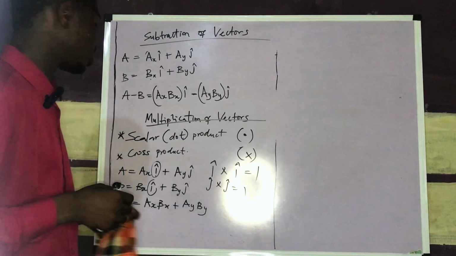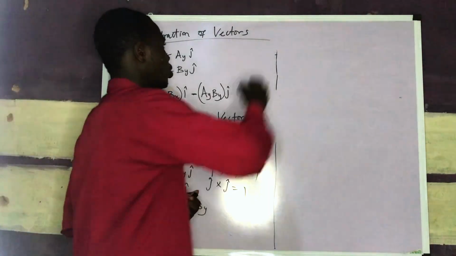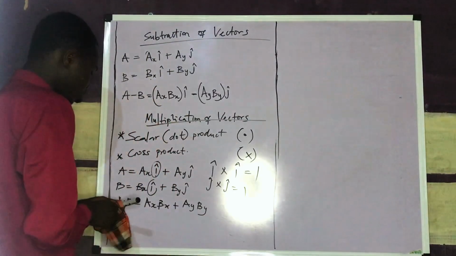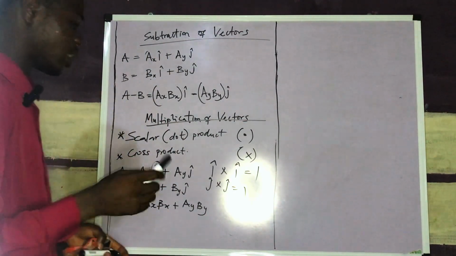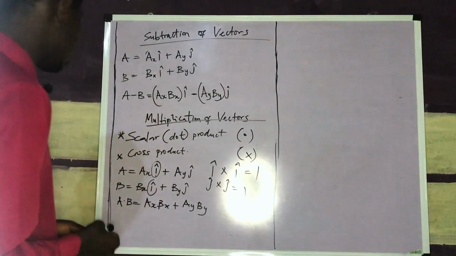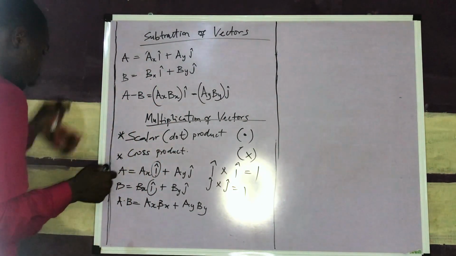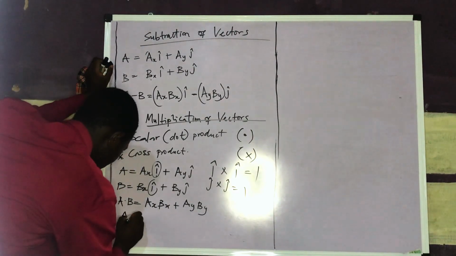If it's a cross product, your answer will be a vector quantity. Why? Because the direction is still there, right? The direction is still there. So from this place now, you may be asked to find the angle between these vectors. To find the angle between these vectors, there's a particular formula.